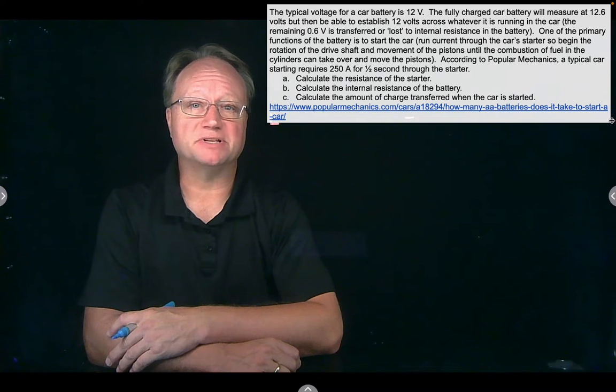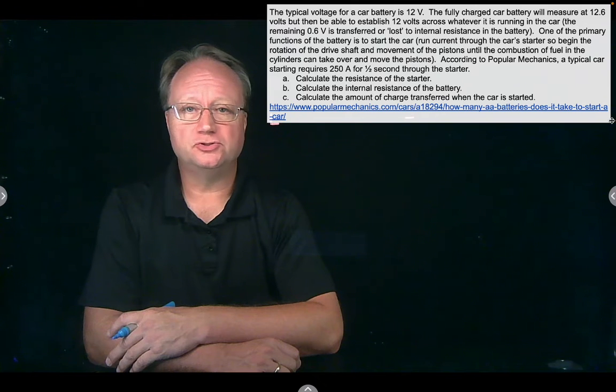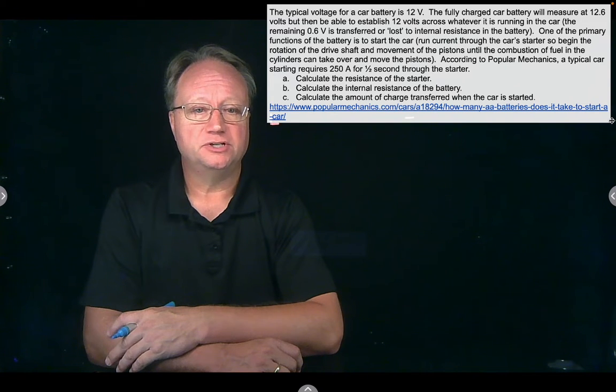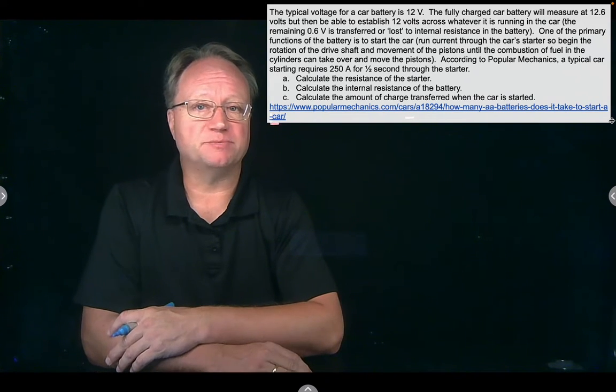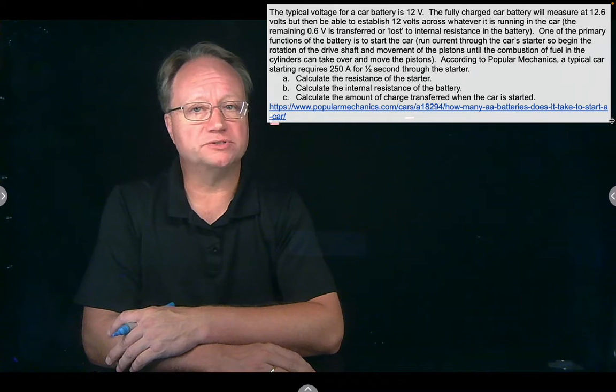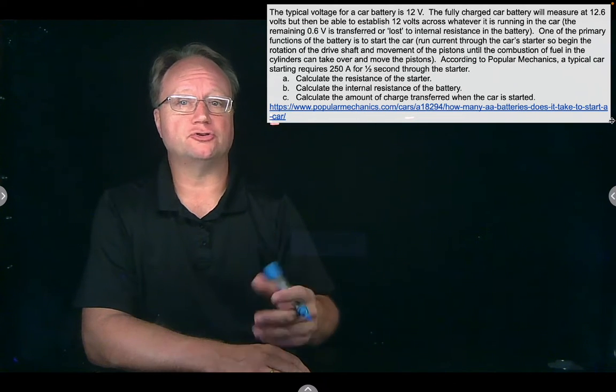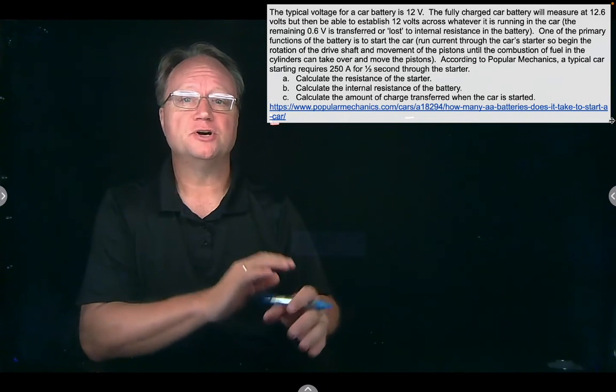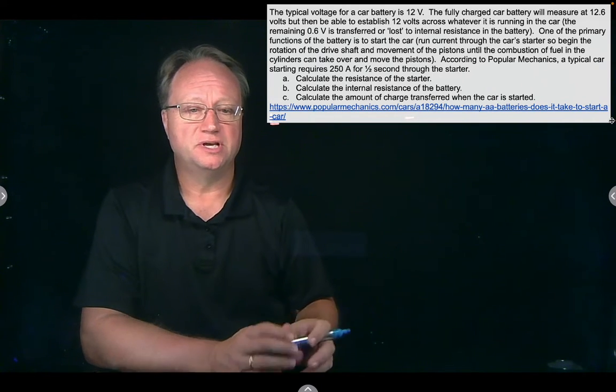Let's consider this application dealing with Ohm's Law. So we have a typical car battery, 12 volts. Fully charged, it actually registers 12.6 volts. 12 volts are what's actually utilized by the car, and the other 0.6 volts is typically what is transferred or lost to internal resistance of the battery. And we're going to analyze both parts of that voltage.